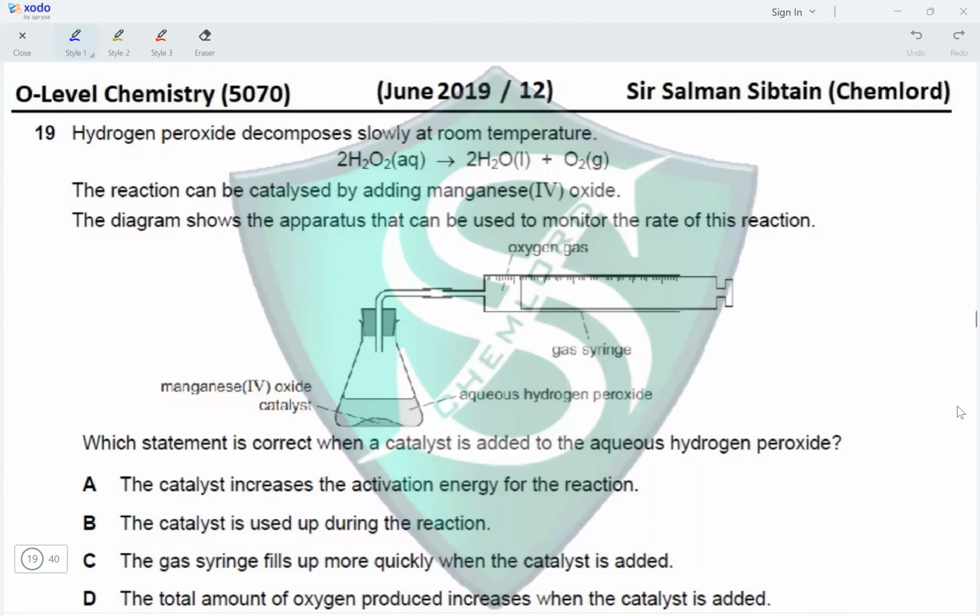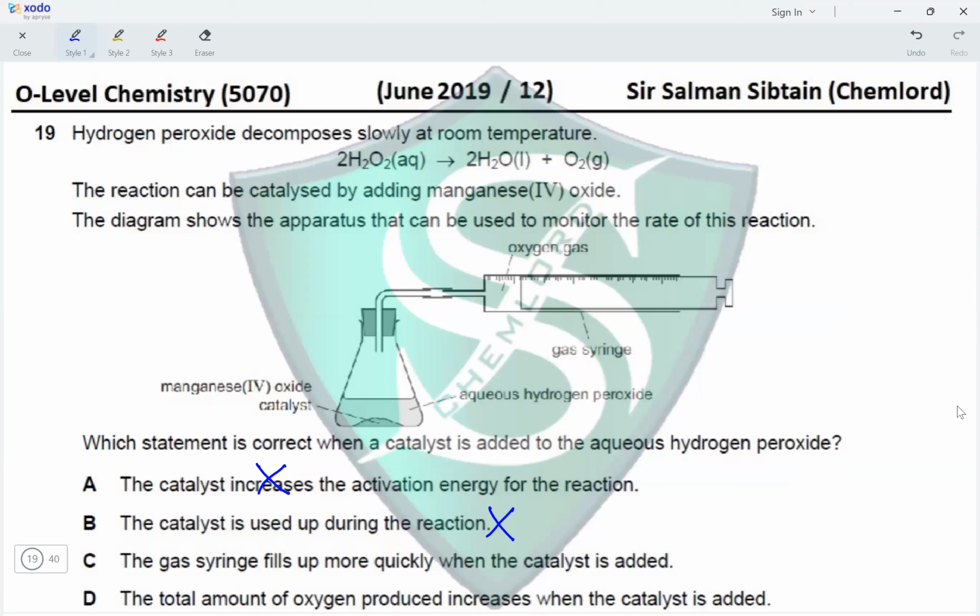Question 19. Hydrogen peroxide decomposes slowly at room temperature, and the equation is given. The reaction can be catalyzed by adding manganese(IV) oxide. The diagram shows the apparatus that can be used to monitor the rate of this reaction. Okay, we are collecting the gas in the gas syringe. Which statement is correct when a catalyst is added to the aqueous hydrogen peroxide? The catalyst increases the activation energy for the reaction. A catalyst's job is to decrease the activation energy. The catalyst is used up during the reaction. No, the catalyst is regenerated at the end of the reaction. It might get used up, but it is regenerated. That means it is there when the reaction ends.